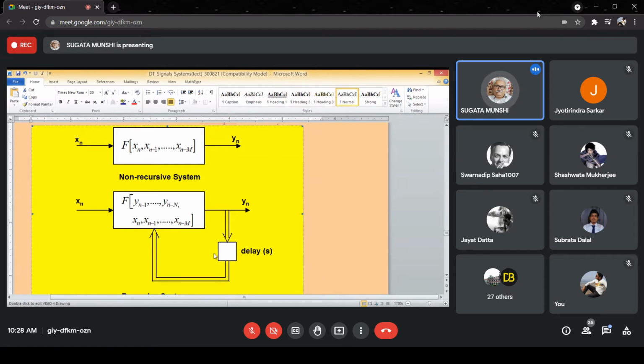The presence of the delay feedback, the presence of the feedback path, has an important bearing on the real life performance of these systems, the recursive systems.